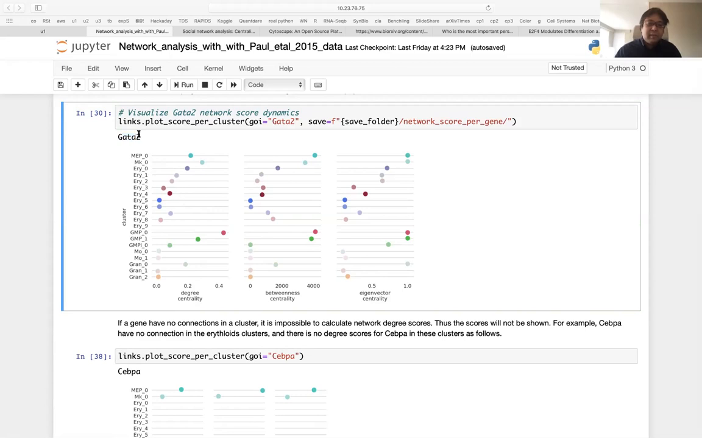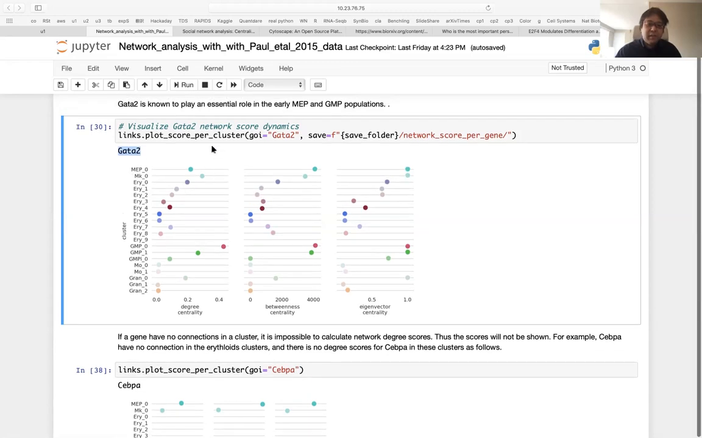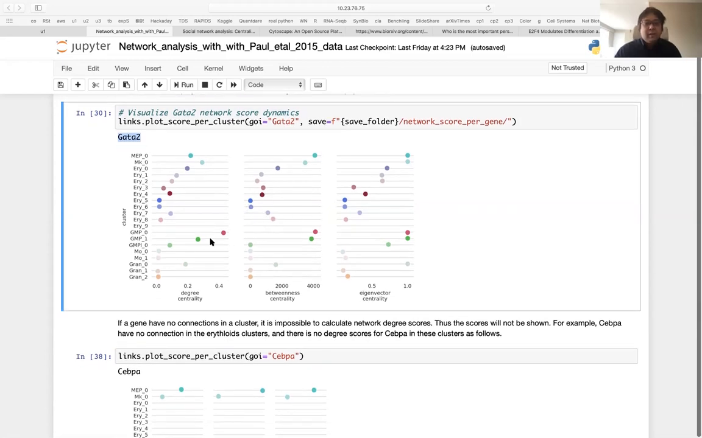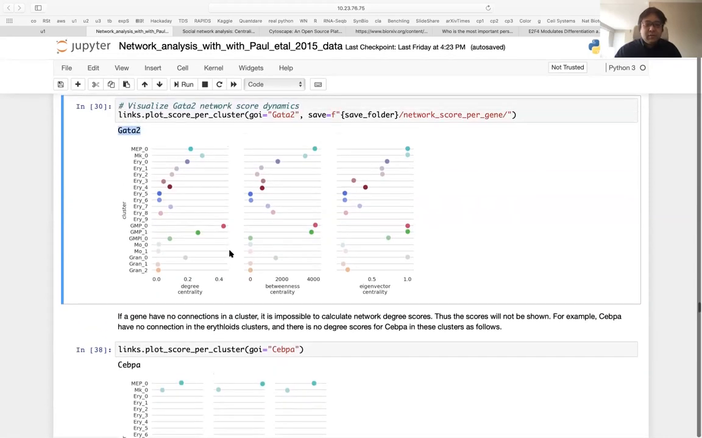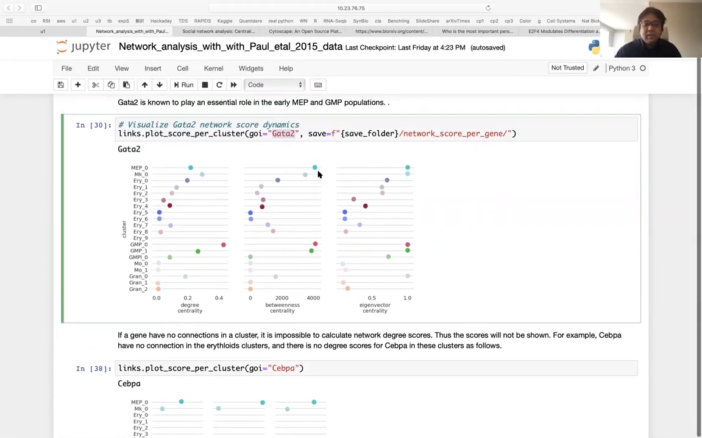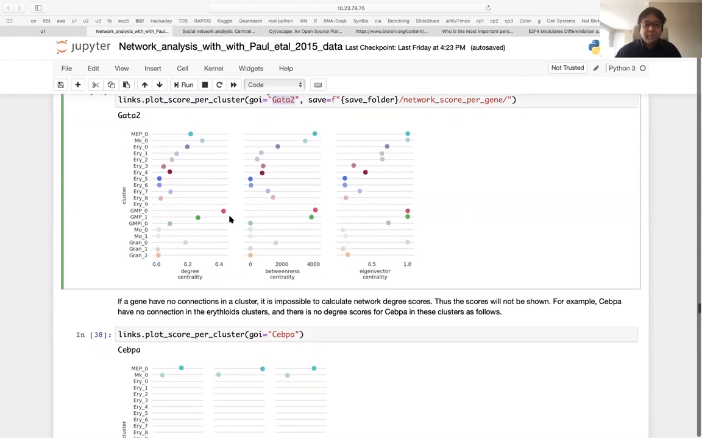So it's known that GATA2 is really important for the progenitor or stem progenitor state in the MAP lineage. So we can know the quantitative dynamics of this gene. If you want something else, you can change this value, gene of interest, and you can see how the network changes over the differentiation or the programming.